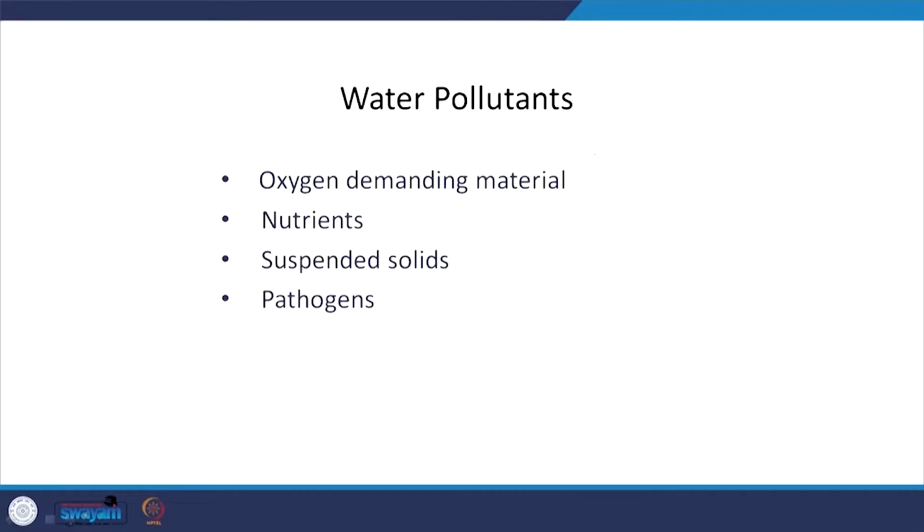We were discussing the quality of wastewater and the relevant parameters that we are typically concerned with, right? Let's have a quick recap. We were primarily concerned with four major parameters.